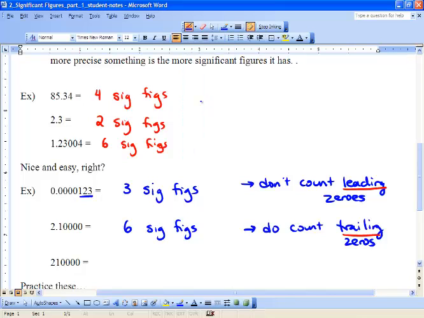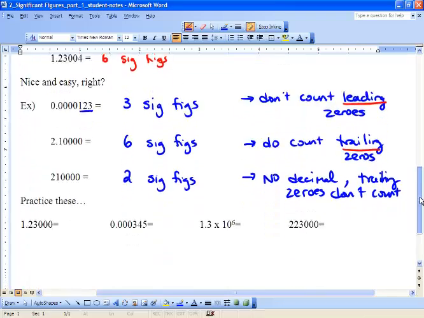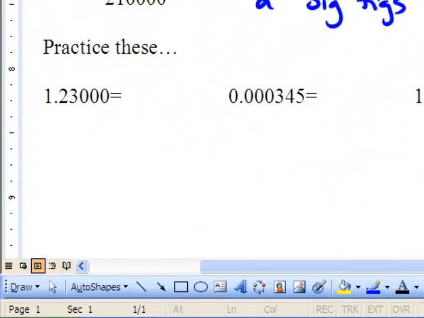Next, we've got 210,000, and there's no decimal, so we've got 2 significant figures. However, with no decimal, the trailing zeros don't count. So let's try these. Well, 1.23000. Well, we've got a decimal there, so we're going to count our trailing zeros, and we have 6 sig figs.